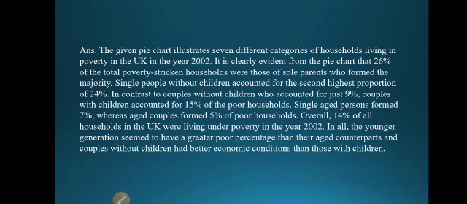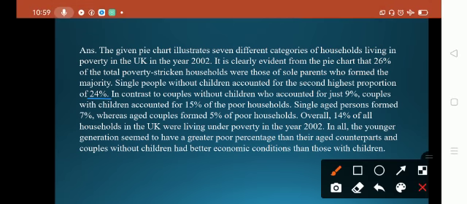Single people without children accounted for the second highest proportion of 24%. Okay, in a hierarchy we can do that. In contrast to couples without children who accounted for just 9%, couples with children accounted for 15% of the poor household. Single aged persons formed 7%, whereas aged couples formed 5% of the poor household.